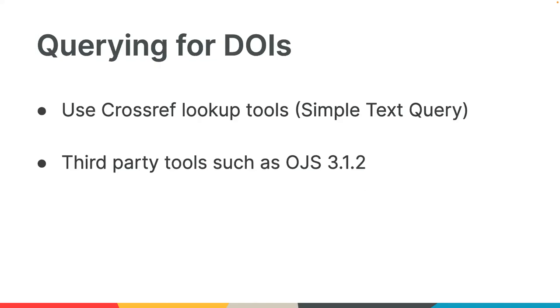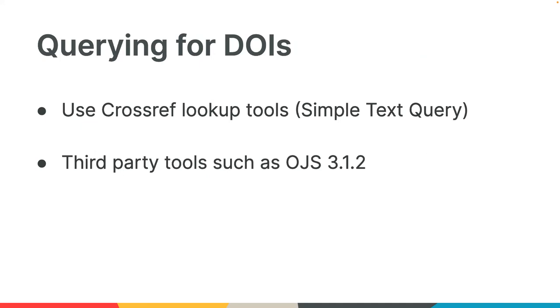So how do you get started with this? Well, first you have to determine if any of your references have been assigned a Crossref DOI. And there's a couple of ways to go about doing this. We have some lookup tools we've developed. OJS also has a plugin to enable reference deposit and linking.